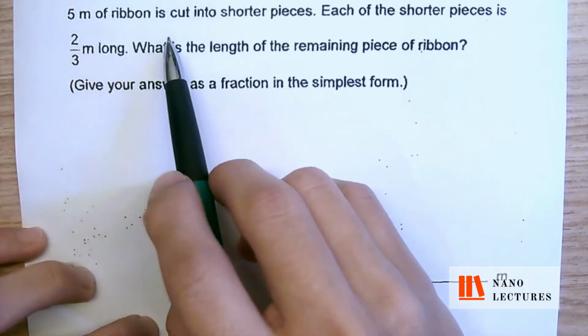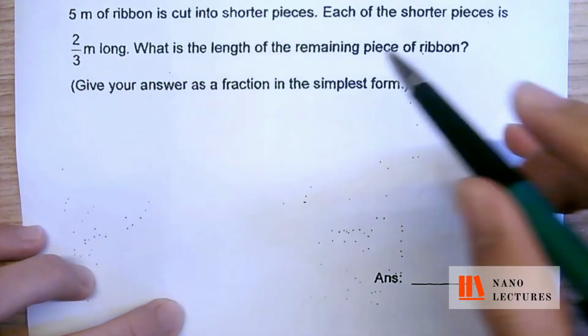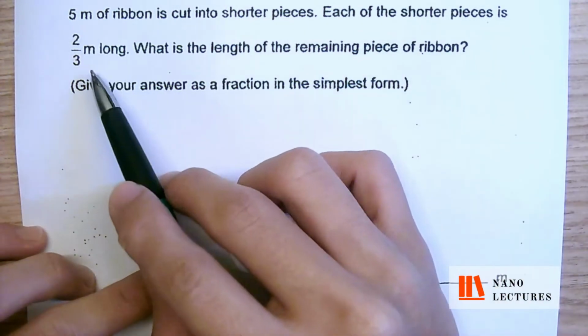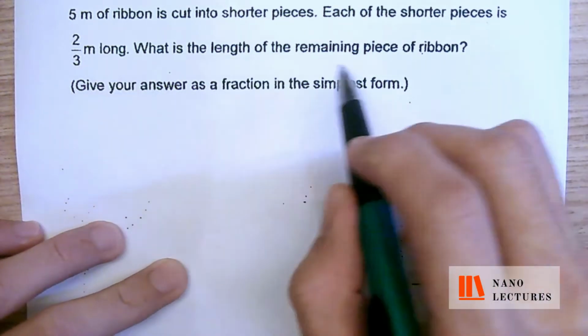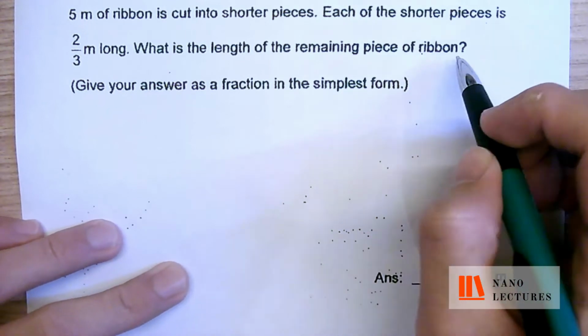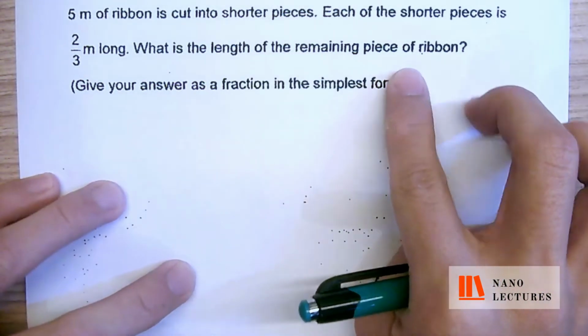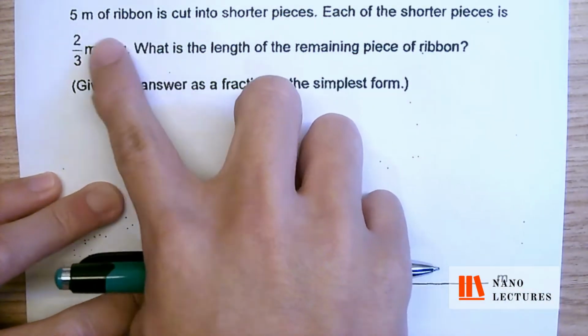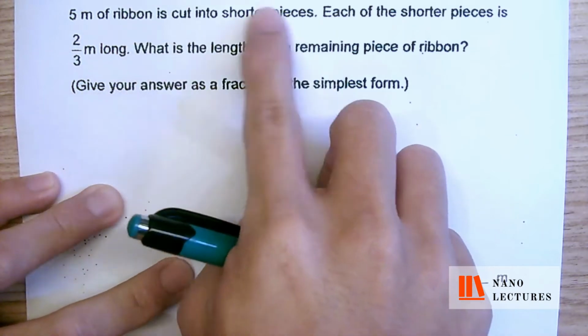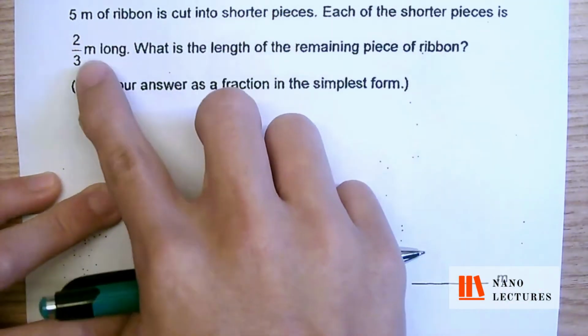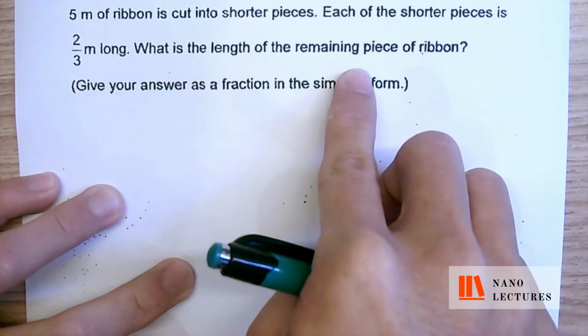5 meters of ribbon is cut into shorter pieces. Each of the shorter pieces is 2/3 meters long. What is the length of the remaining piece of ribbon? Okay, so we know that in total there's 5 meters, and they said it's cut into shorter pieces, and each of them is 2/3 meters long. So what is the length of the remaining piece?